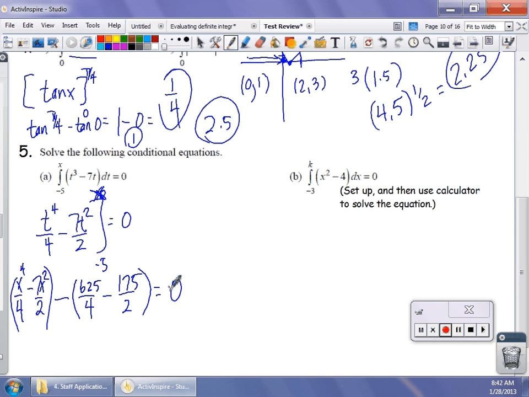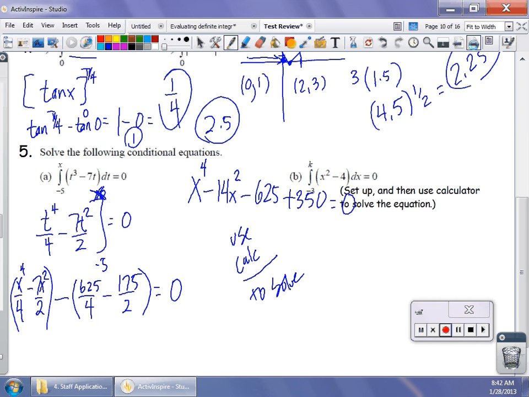I think I'm going to multiply everything by 4, so that'll give me x to the fourth minus 14x squared minus 625 plus 2 times 175, 10, 15, 350 equal to 0. And this is clearly, I'm going to use my calculator to solve this.